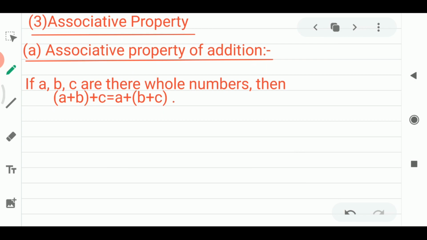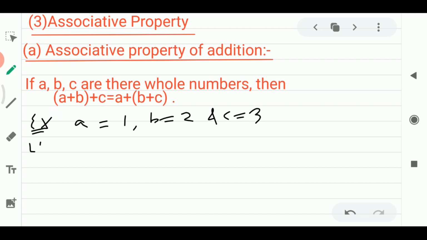Next is associative property. First we'll discuss associative property of addition. If a, b, c are three whole numbers, then if we first add a plus b, then add c, it is equal to, if we add first b plus c, then add a, it is also same. So let's understand by taking one example. Let a is equal to 1, b is equal to 2 and c is equal to 3.